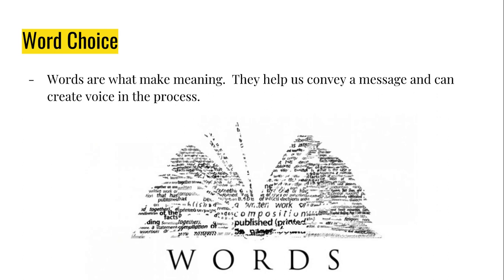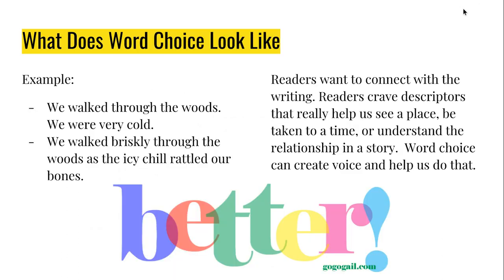And word choice is super important for writing because the words are what make meaning. So if there's something that we want to get across in writing, which is why we write to begin with, we want to make sure that we're using the correct words to get that point across. They help us convey a message. They can create voice in the process. And so voice and word choice really can go hand in hand with a lot of the information that we're learning. Okay, so what does word choice look like?